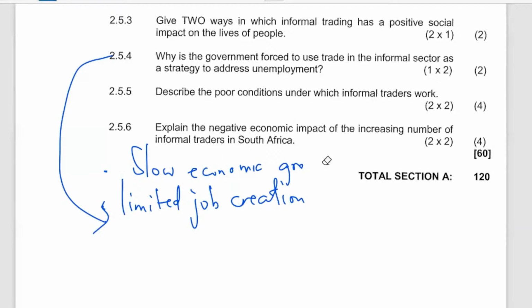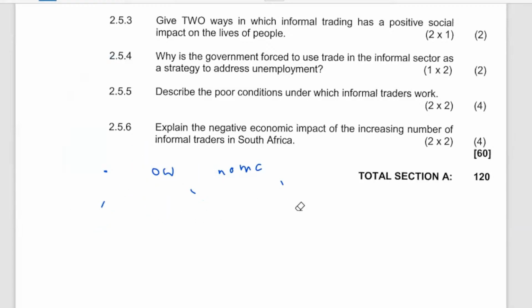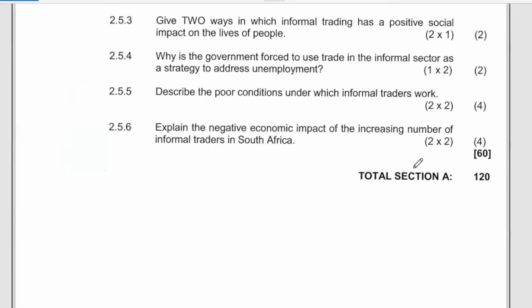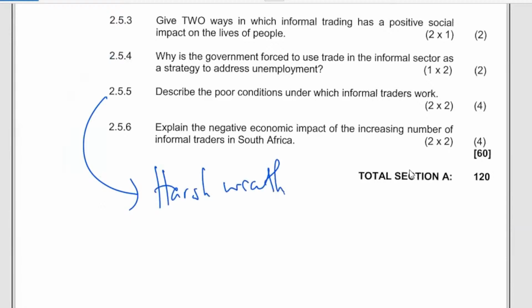Describe the poor conditions under which informal traders work. The informal traders are exposed to harsh conditions in their operations. What are some of the poor conditions? Right, the poor conditions that we can talk about. We can talk of harsh weather. Since they operate in the open, in most instances, they are exposed to harsh weather conditions.